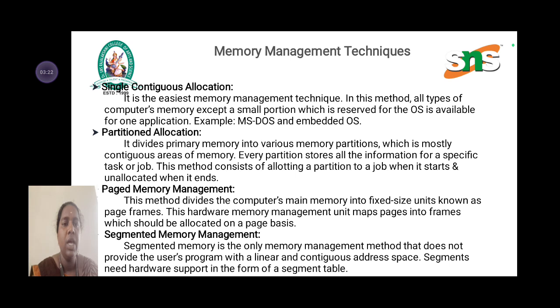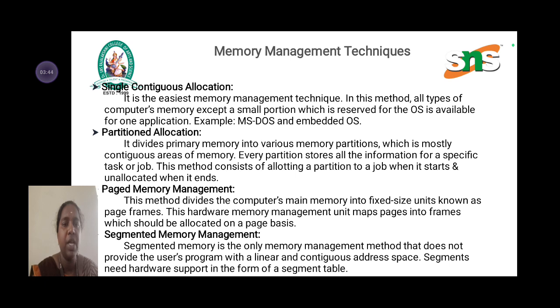Partition allocation. It divides primary memory into various memory partitions, which are mostly contiguous areas of memory. Every partition stores all the information for a specific task or job. This method consists of allotting a partition to a job when it starts and deallocating it when it ends.